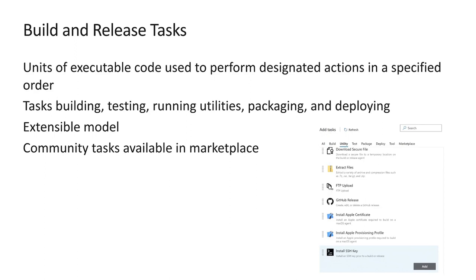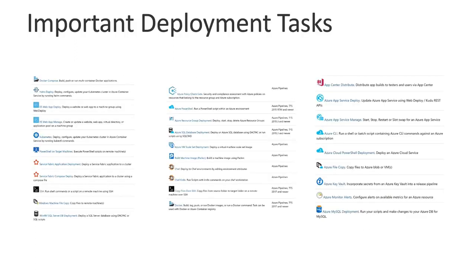If you're not able to find a task, you can click on the marketplace, and the task marketplace is your plugins area where you can see around 1,300 tasks available. You can click on that, download it, and add it to your pipeline. So these are the important deployment tasks available. You have Docker, Helm charts, IIS deployment, Kubernetes, PowerShell, SQL deployments, Azure policy checks. A lot of other things are there.